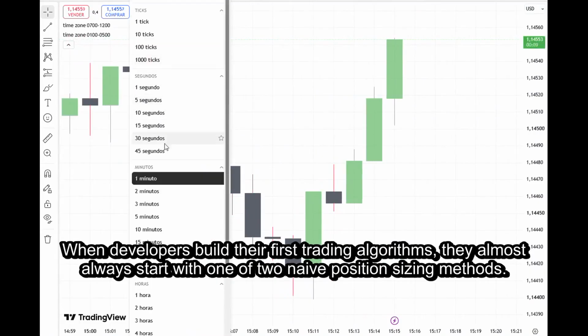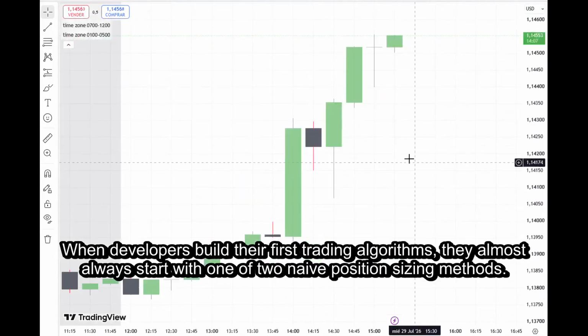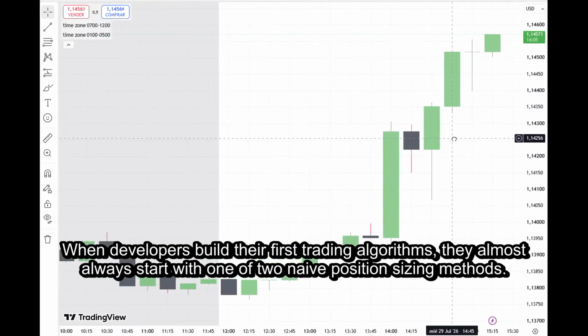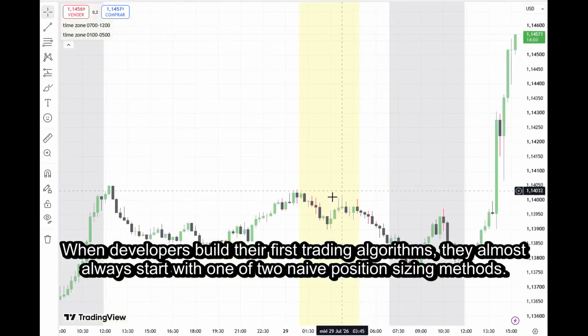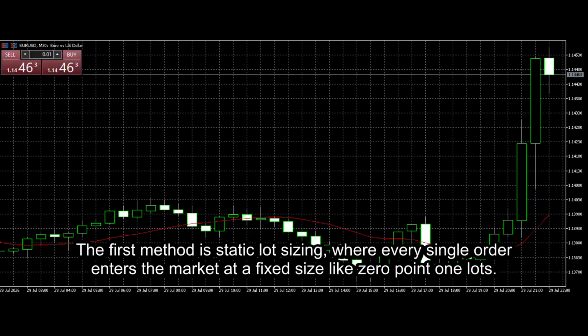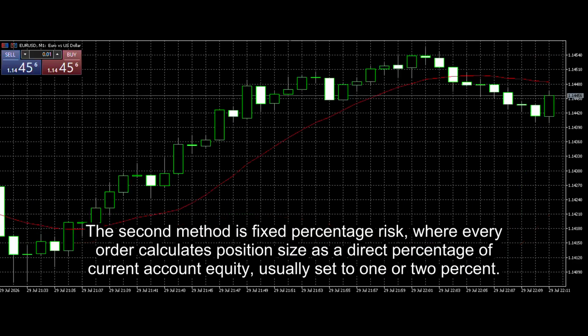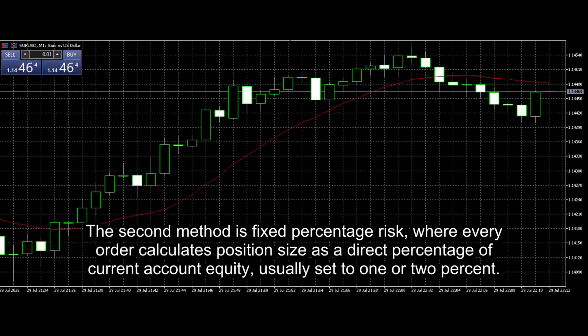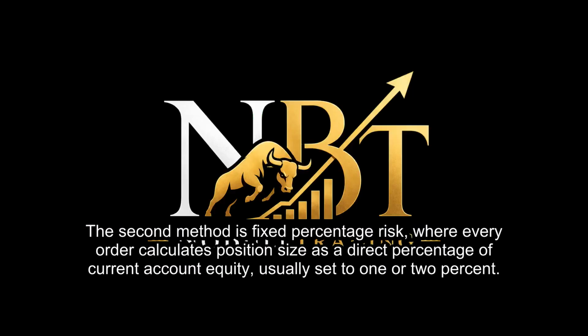When developers build their first trading algorithms, they almost always start with one of two naive position sizing methods. The first method is static lot sizing, where every single order enters the market at a fixed size like 0.1 lots. The second method is fixed percentage risk, where every order calculates position size as a direct percentage of current account equity, usually set to 1 or 2%.